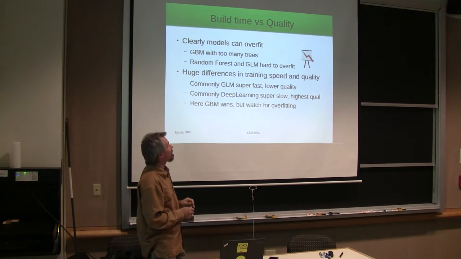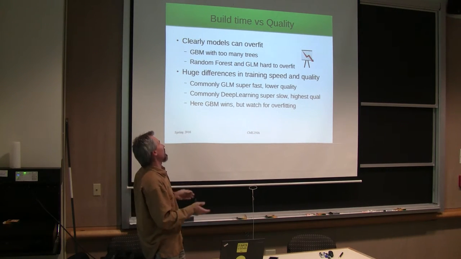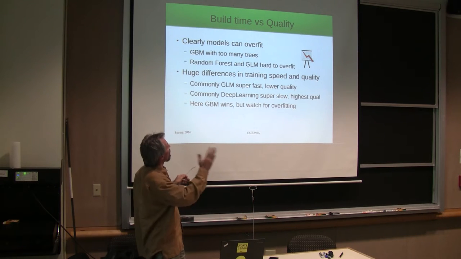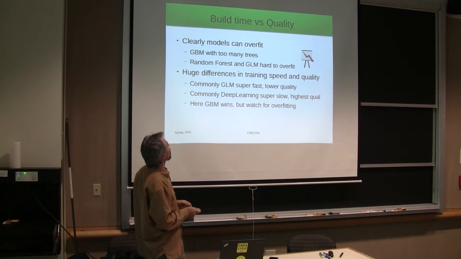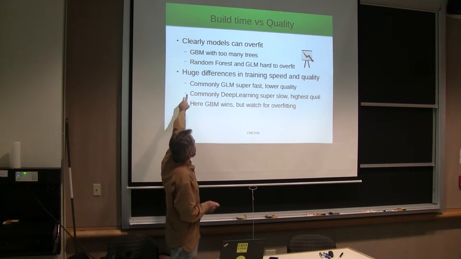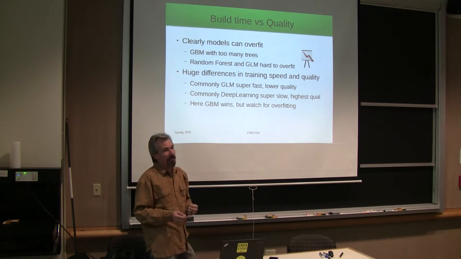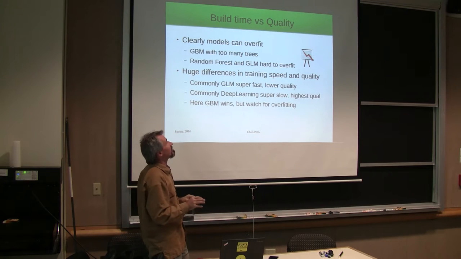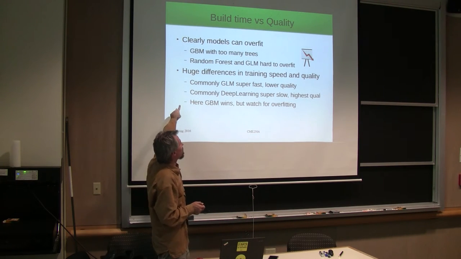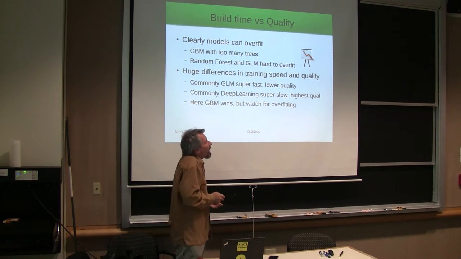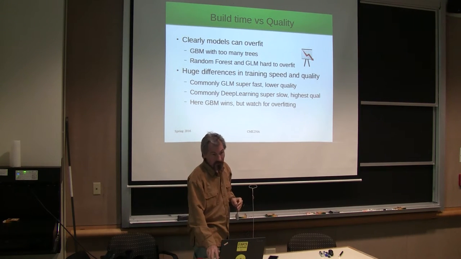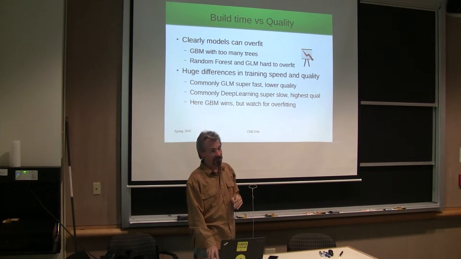There is this build time versus quality game that you're playing. GBM can overfit, whereas random forest and GLM are hard to overfit, so you might want to pay some more time to GBM, but you better watch out for the overfit. GLM is super fast, and that's a good first cut because it's so fast, but you probably can beat GLM without any trouble. And then deep learning can be very slow, and if I ran it a lot longer, maybe it gets better, maybe not, I don't know. I did run it for about 10 minutes, like I was saying earlier, and it wasn't getting better.